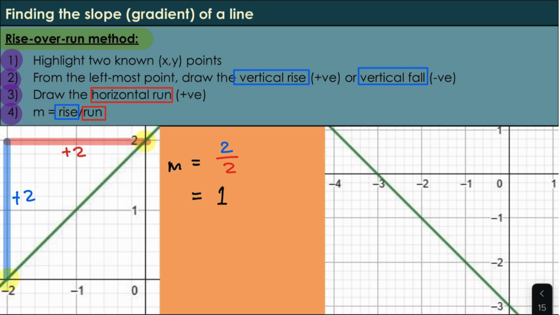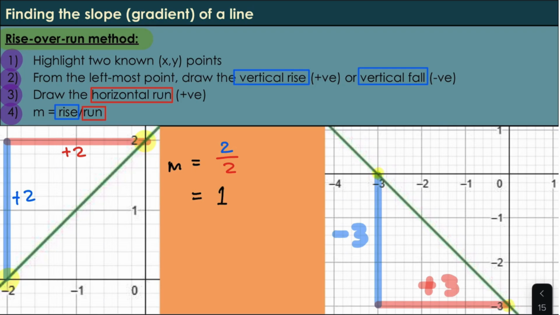In our second example, highlight the two known XY points. Step 2, from the leftmost point, draw the vertical rise or vertical fall. In this case, we have a vertical fall down. How many blocks down did we go? We went 3 blocks down. Draw the horizontal run, positive 3 blocks. We went 3 blocks to the right.